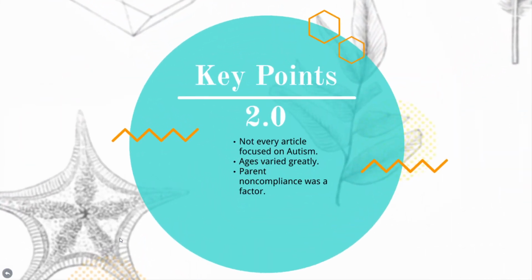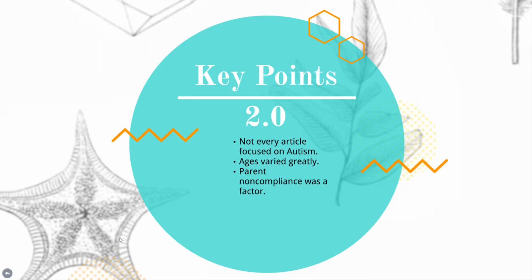And my key points 2.0, I just want to go over a couple more things that were found in the research. I do want to point out that not every article focused on autism. However, these studies were influenced by studies done on children with autism and were successful. I believe it is important that ABA can be used on someone who does not have autism, so that is why I included it.